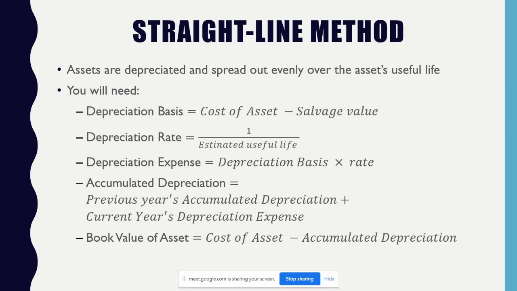And of course, the depreciation expense is going to be the rate times basis. And as I've mentioned before, the formulas for accumulated depreciation and book value stay the same. Accumulated depreciation is going to be your previous year's accumulated depreciation plus current year's depreciation expense, and book value is always going to be your asset cost minus your accumulated depreciation.